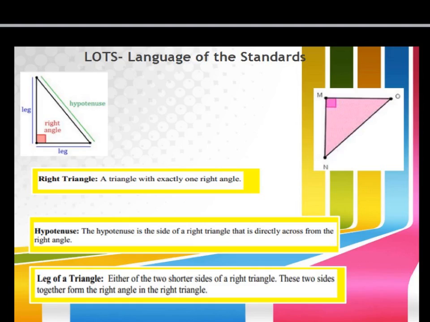Right triangle. A right triangle is a triangle that has exactly one right angle. So over here to the right, that's an example of a right triangle. If it has one right angle, it's considered to be a right triangle. Hypotenuse. Hypotenuse is the longest side of a triangle, and it's usually opposite of the right angle. And then legs are the two shorter sides that are right next to the right angle.